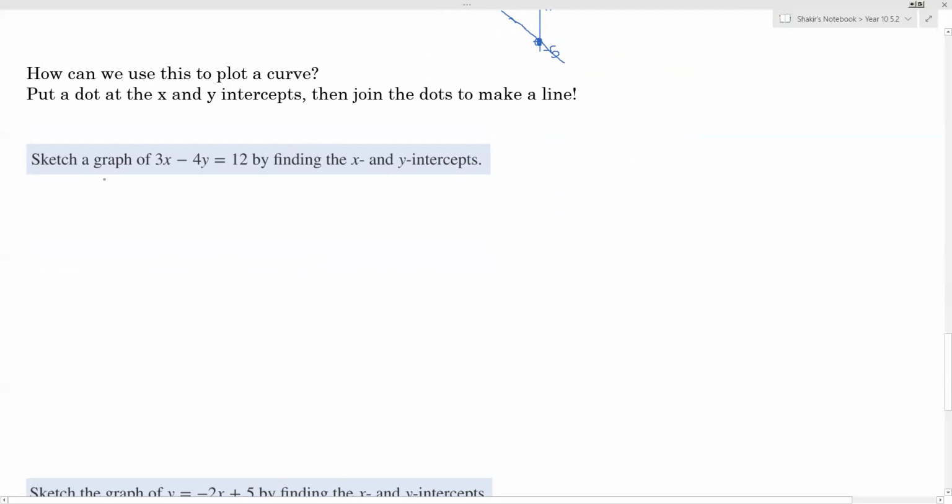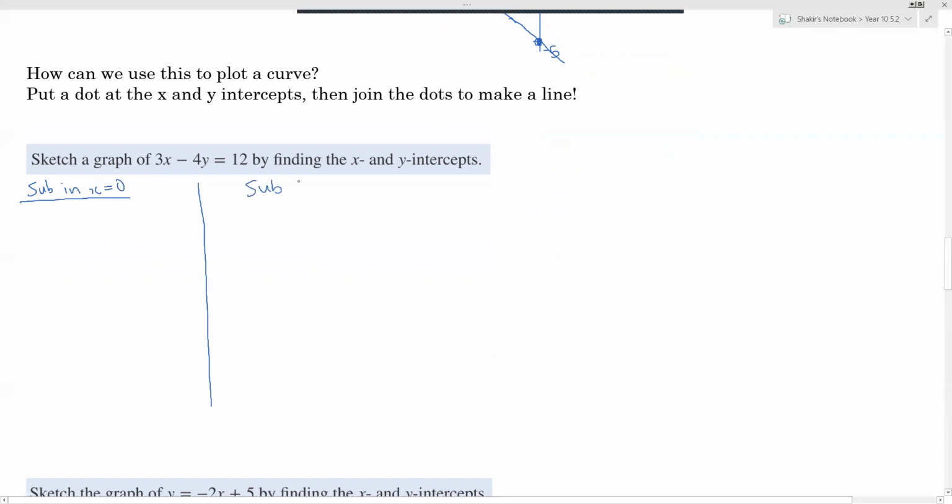Okay, so I'm going to split up my working out area into two spaces, and I'm going to sub in x equals 0 to find the y-intercept. And I'm going to sub in y equals 0 to find the x-intercept, right? So you can do either of those first, it doesn't really matter. I'm going to do this one first, because why not?